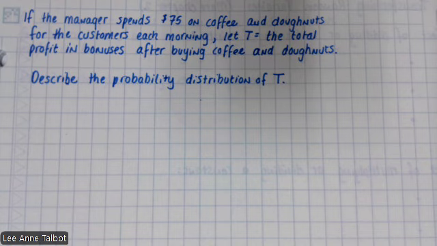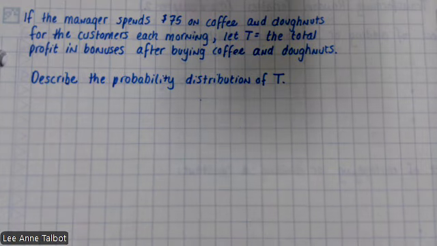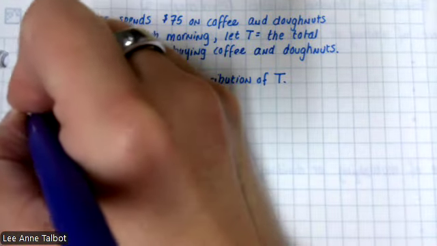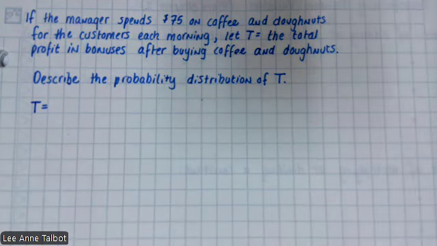Okay, last thing, now we're done. If the manager spends $75 on coffee and donuts, which just really makes me want to eat donuts, but that's fine, for the customers each morning, let T equal the total profit in bonuses after buying coffee and donuts. Okay, so that's a keyword right there. I want you guys to try to tell me what the equation is for T. Does anyone have any idea?